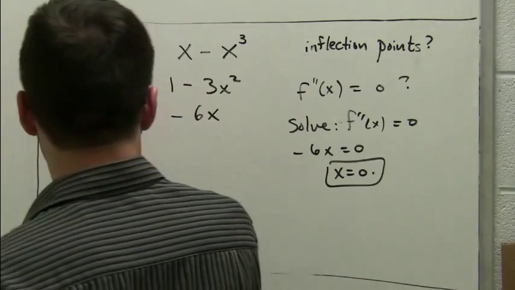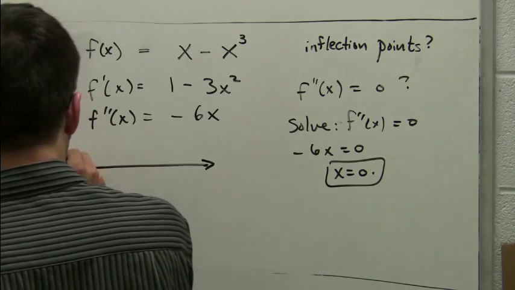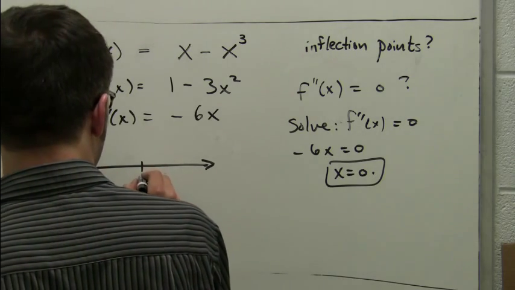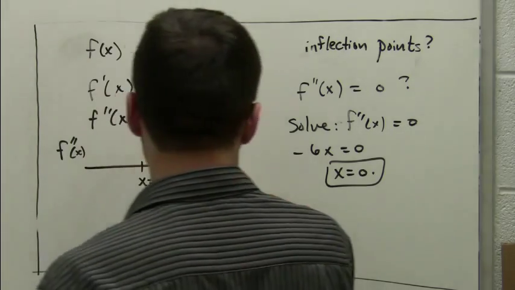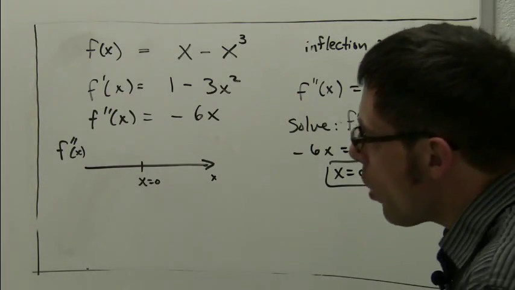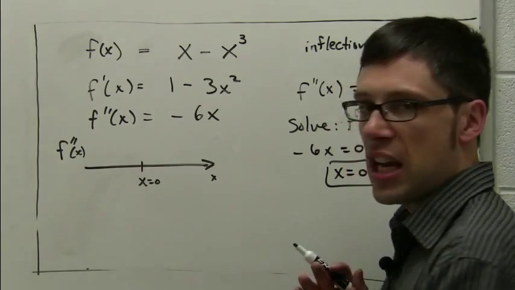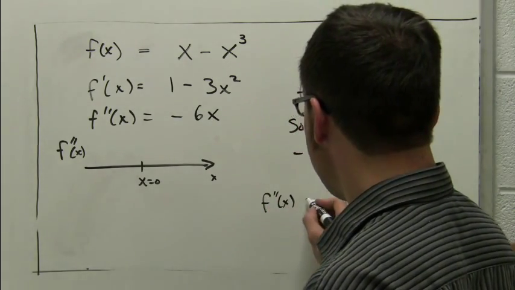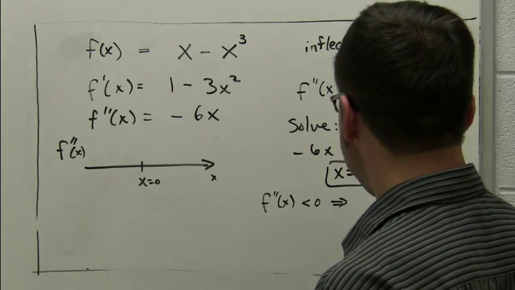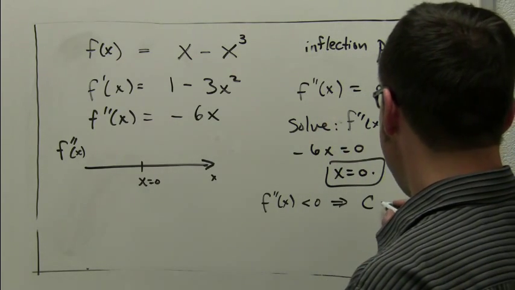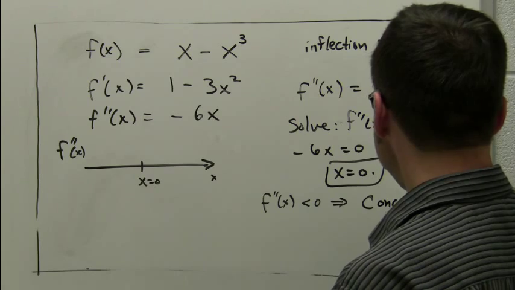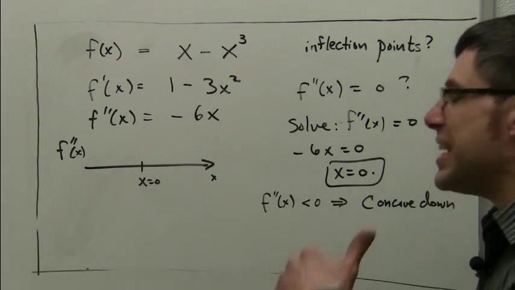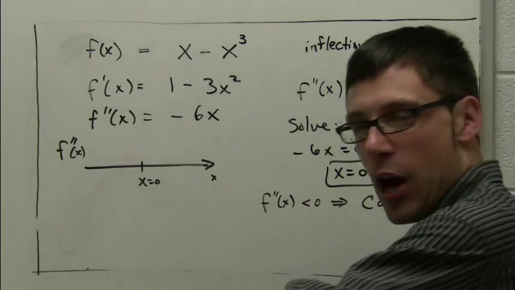So let's draw my little number line out again to visually see what's going on. F prime prime of x. Here's my critical value, x is equal to 0. These are my x values. And what I want to know is, what is the sign of the second derivative? Because recall, if the second derivative is negative, that means that the function is concave down, or that the first derivative is decreasing, right? The slope lines are going down.